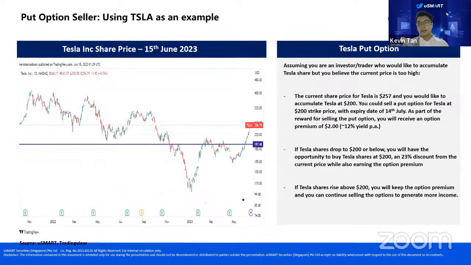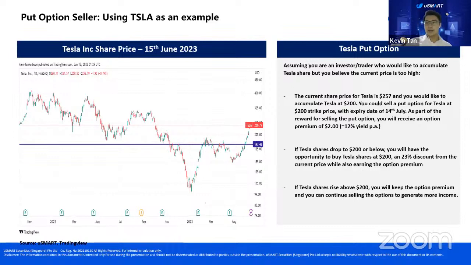So using this example, let's assume that this is the Tesla share price, and it has been very bullish recently. You are an investor who would like to accumulate Tesla shares, but it is too high. So you could sell a put option, as we mentioned, at a $200 strike price with an expiry date of 14 July. As part of the reward for selling this option, you'll receive an option premium of $2, representing a 12 percentage point yield.